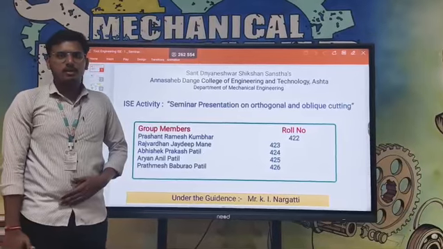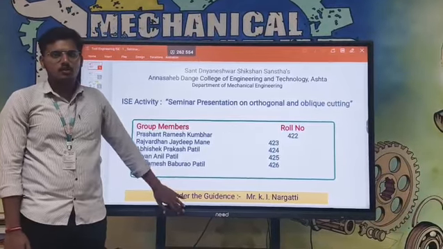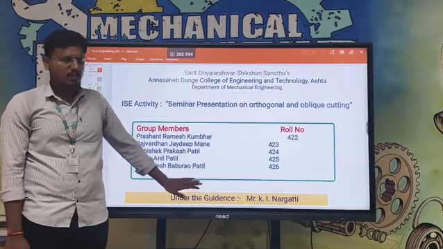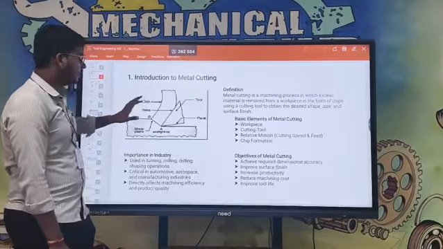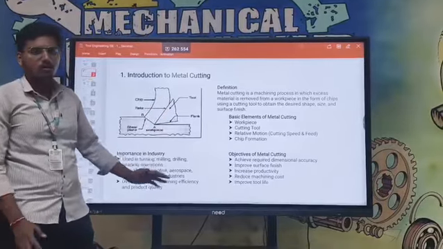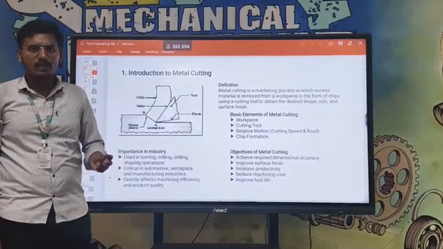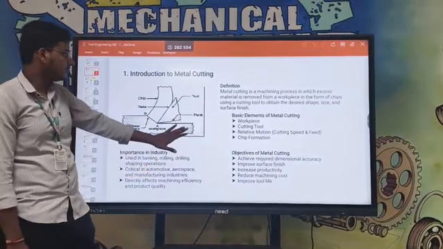Myself Arinal Patil, and today I am presenting the seminar presentation on oblique cutting and orthogonal cutting of ISE tool engineering. First, an introduction to metal cutting. Before presenting oblique cutting and orthogonal cutting, we first learn about metal cutting.